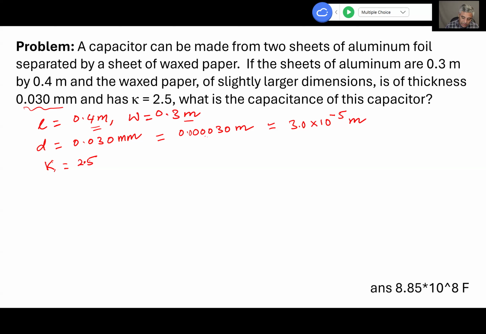Okay. So we learned that the capacitance of the new capacitor is going to be kappa times the capacitance of the old capacitor. Here there is no voltage or charge given, just the geometry. So that's why I'm writing purely in terms of geometry here. So it's going to be 2.5 times epsilon naught times A over D. So this is the capacitance without paper. And now with paper, we have this one increased, right? So you can plug in numbers and get the answer.